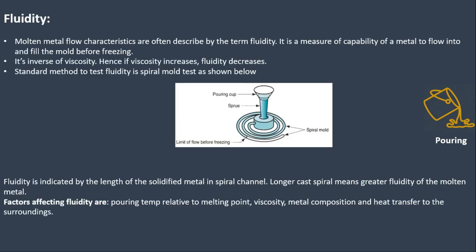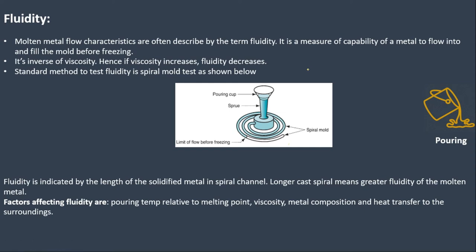There is a characteristic that is called fluidity. What is fluidity? The molten metal flow characteristics are often described by the term fluidity. It is a measure of the capability of a metal to flow into and fill the mold cavity before freezing. So we check the flowing capability of the metal, so we can determine when it will freeze before filling the mold cavity. It is the inverse of the viscosity, hence if viscosity increases, fluidity decreases.